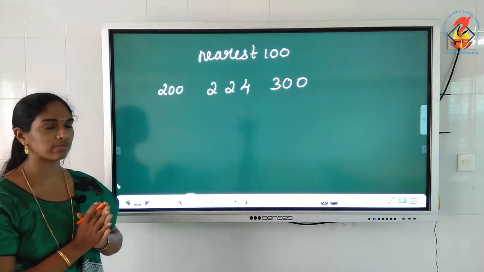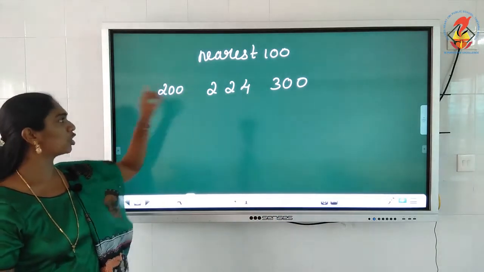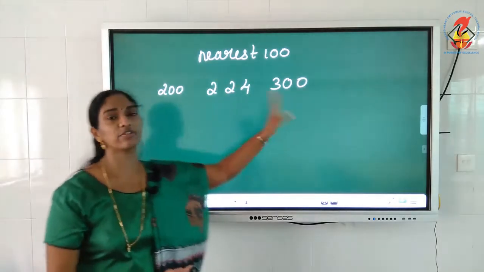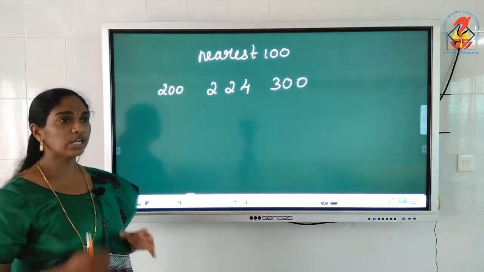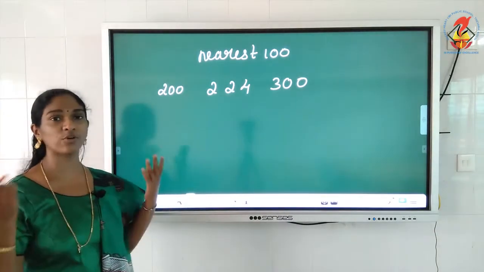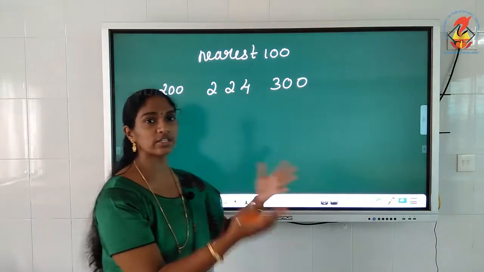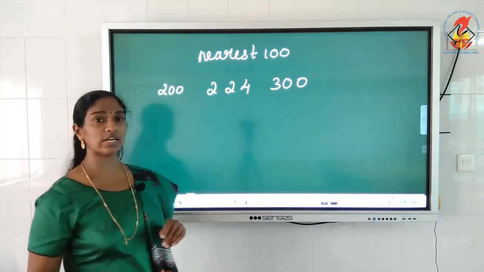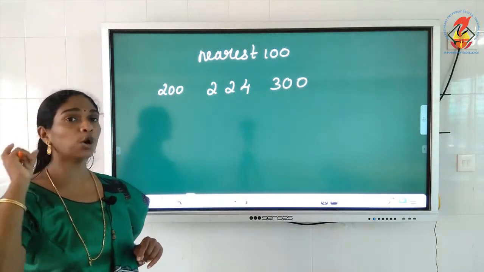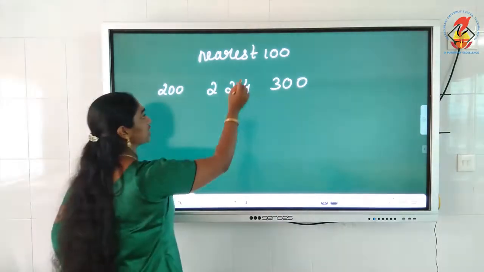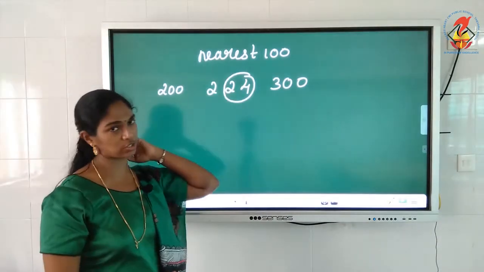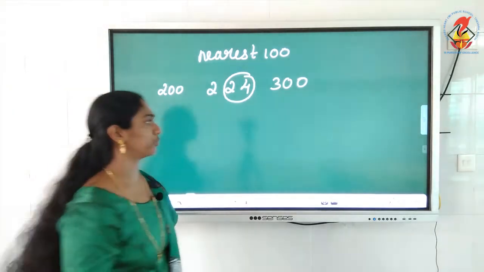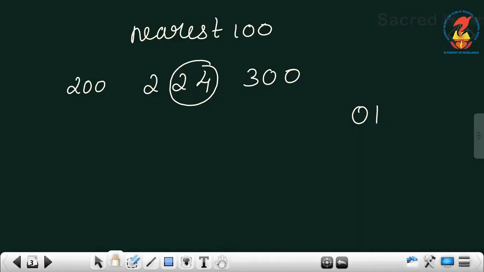Okay, this is how you take the two numbers. You see the first digit, it is 2. So the first 100 will be 200, and the next 100 will be 300. Now we have to decide where 224 will be rounded. Will it go to 200 or will it go to 300? For that, what did we do in the nearest 10? We took the digit in the ones place, isn't it? Here we will take the digits in the ones and tens place. You have to take the last two digits. The last two digits are 24.